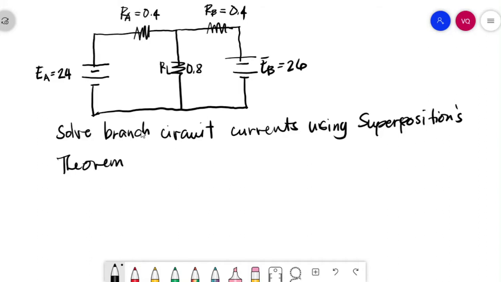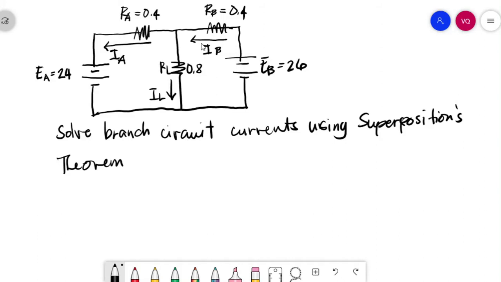So I will assume the direction of currents for IA, IB, and IL. So this is my IA, IL, and IB. You can choose whatever direction of currents you want here.